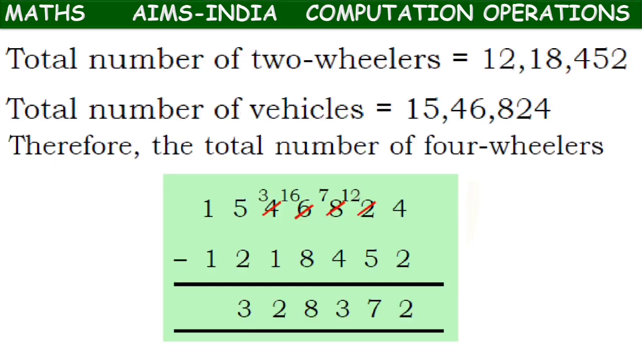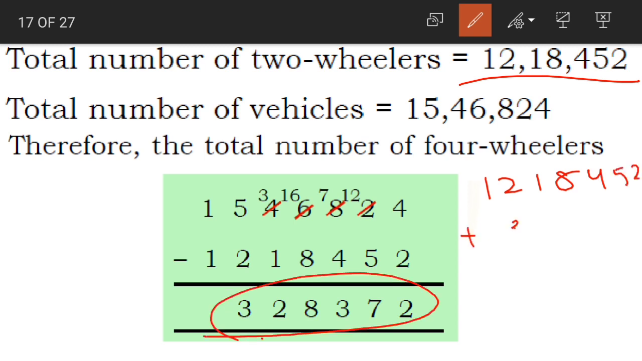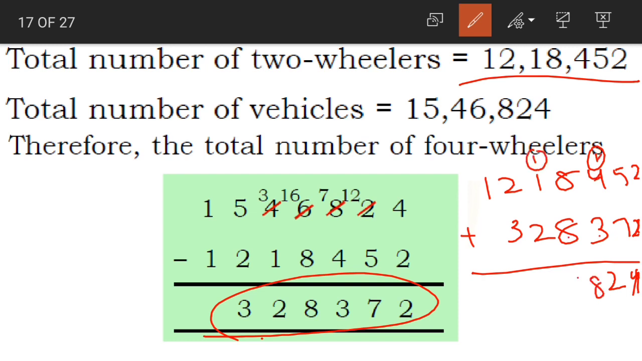Yes. Now that is what we will be doing here. What is the number of two-wheelers that we got? It was already given in the question, right? 12,18,452 plus what is the number of four-wheelers that we got? 3,28,372. Now let us check our answer by adding them. 2 plus 2, 4. 5 plus 7, 12, 1 carried. 1 plus 4, 5. 5 plus 3, 8. 8 plus 8, 16, 1 carried. 1 plus 1, 2. 2 plus 2, 4. 2 plus 3, 5 and 1.